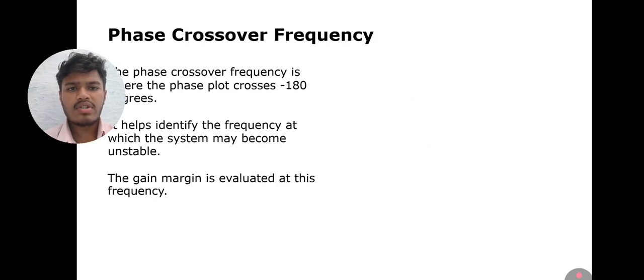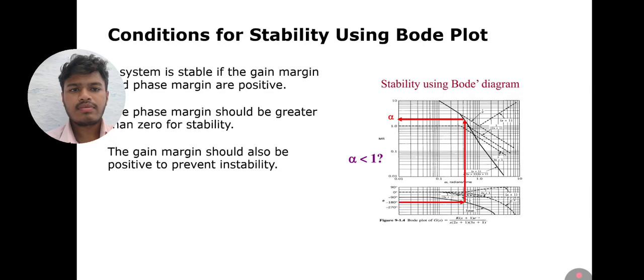Phase crossover frequency. The phase crossover frequency is where the phase plot crosses minus 180 degrees. It helps identify the frequency at which the system may become unstable. The gain margin is evaluated at this frequency.